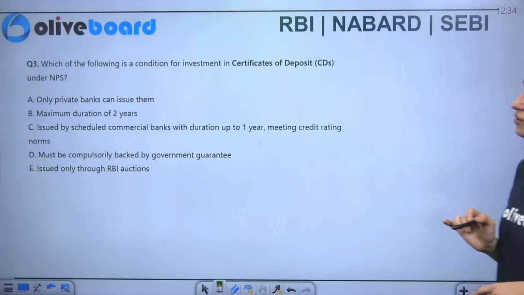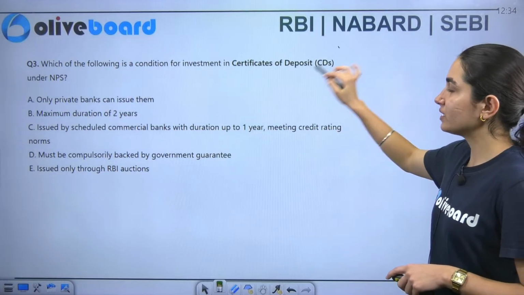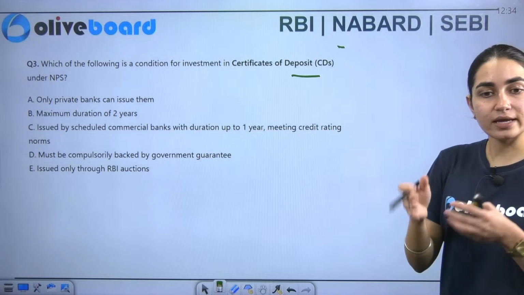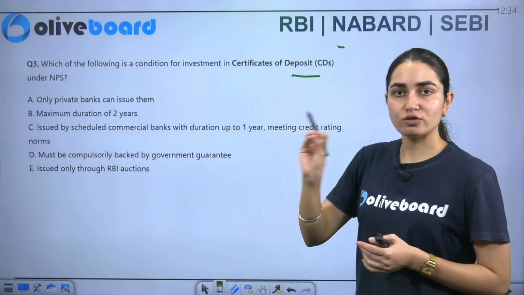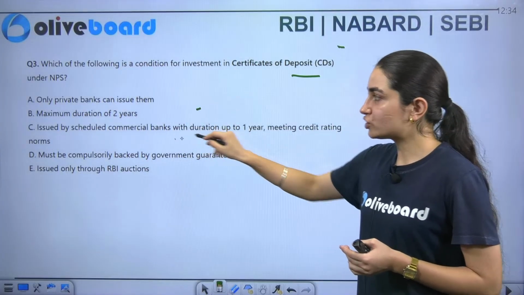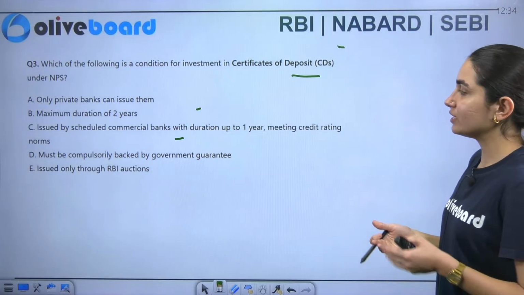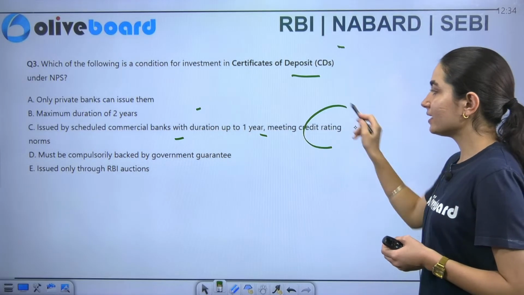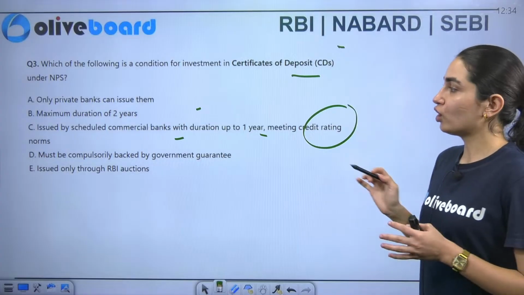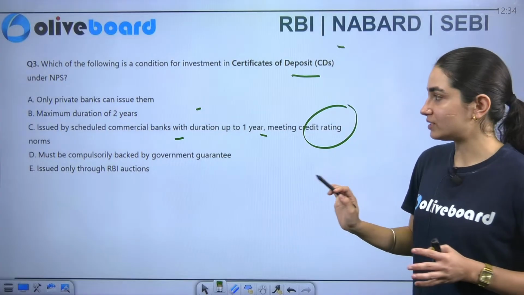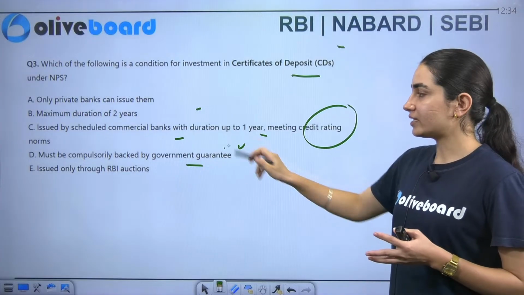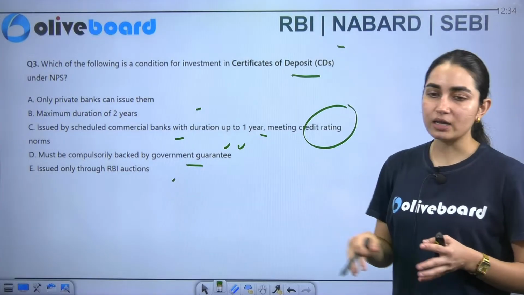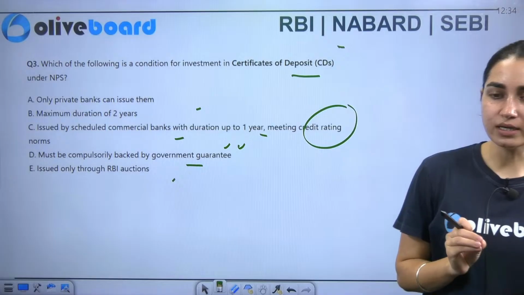Next question says, which of the following is a condition for investment in certificates of deposit under NPS? Is it only private banks can issue them? Maximum duration of 2 years, issued by scheduled commercial banks with a duration of up to 1 year, meeting credit rating norms. Along with that, option D says must be compulsorily backed by a government guarantee if issued only through RBI auction. Akshay says B, Aditi says B.